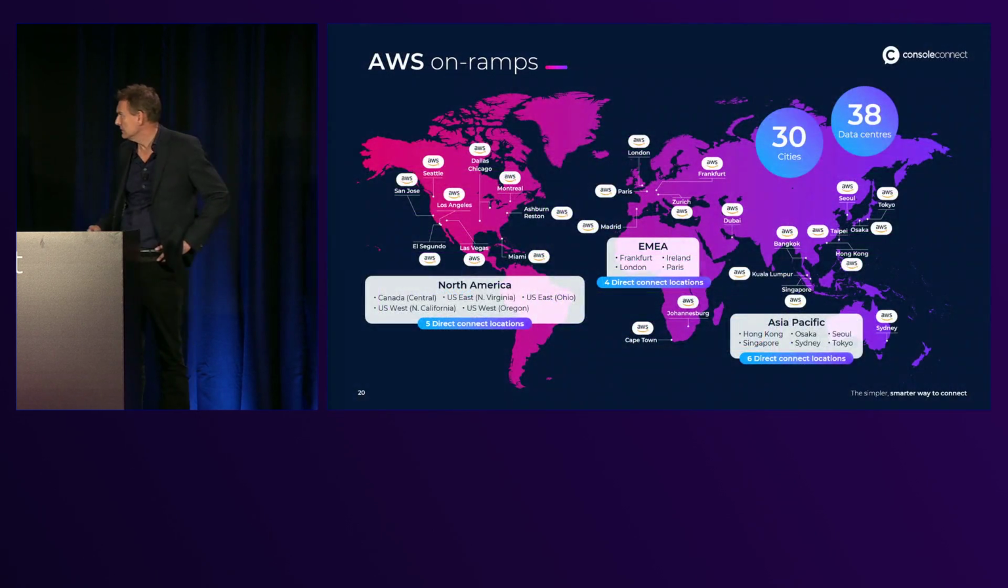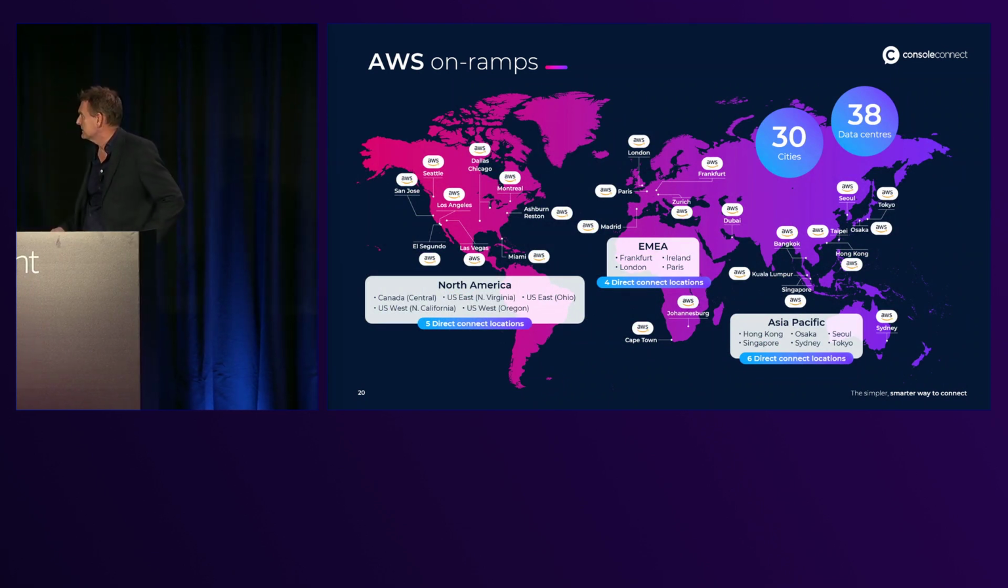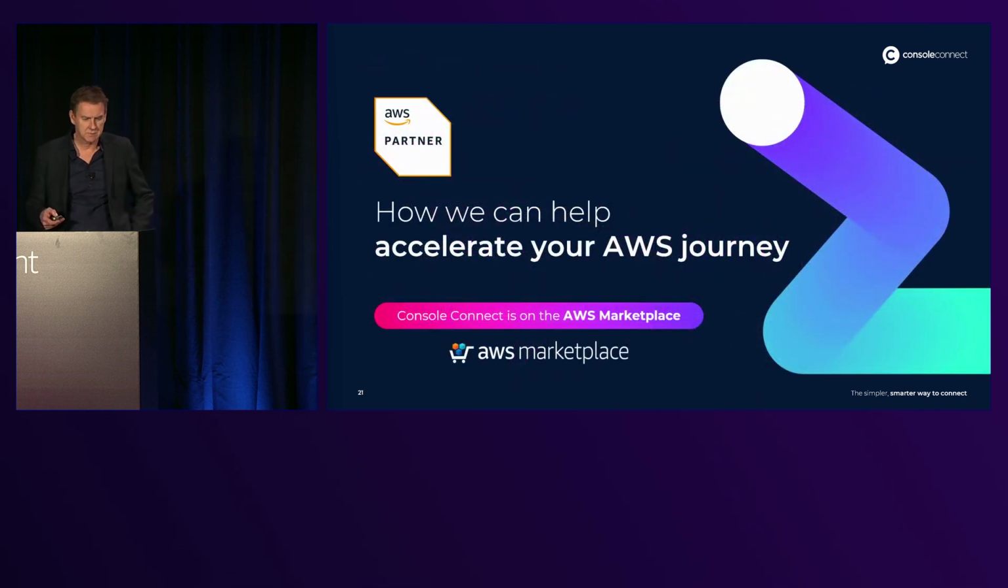In terms of our AWS on-ramp coverage, you can see there we're in 30 cities, 38 data centers around the world. That's one cloud. As I mentioned, we're in all of the other clouds as well. We connect all of the other cloud on-ramps, the major public cloud providers and the tier 2 cloud providers as well. We are actually on AWS Marketplace, and we're an AWS Direct Connect partner, so we can work closely with you in supporting you and moving that data around the AWS ecosystem and the external partner ecosystem that we operate in.